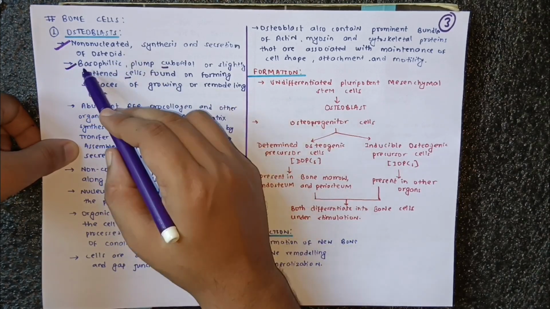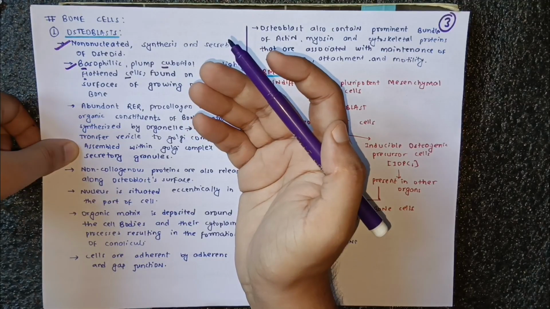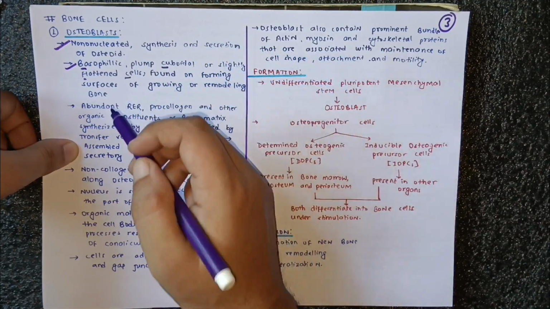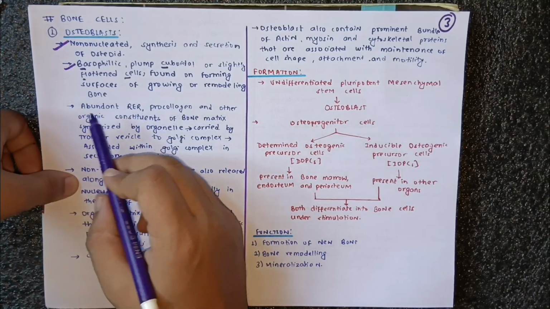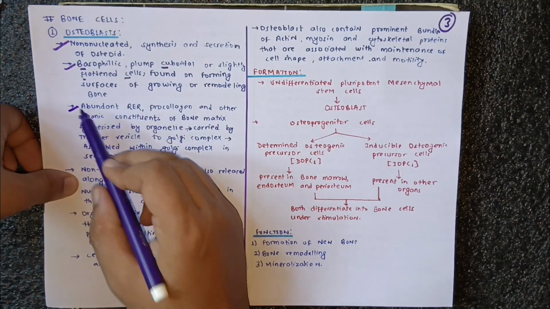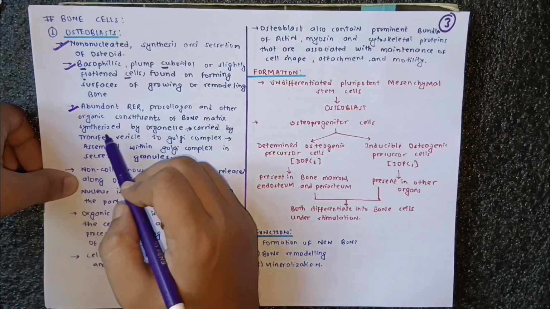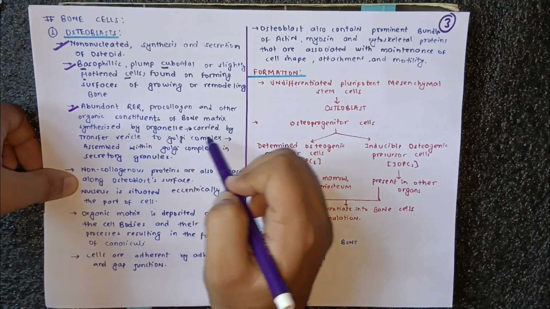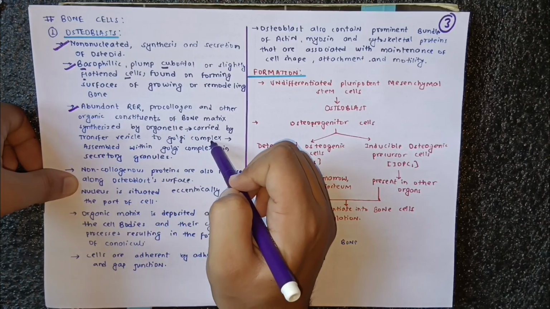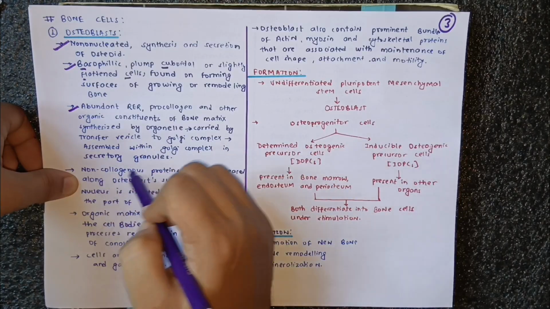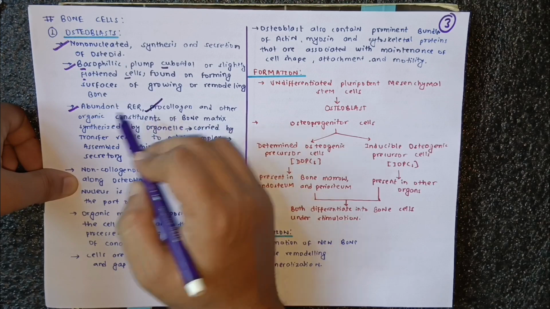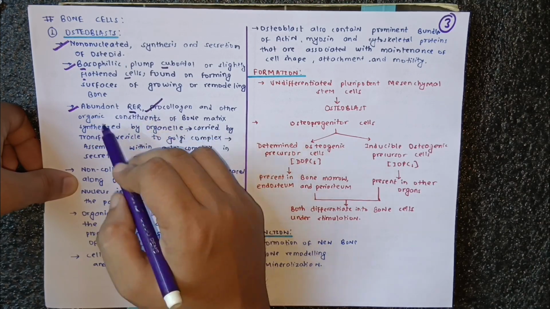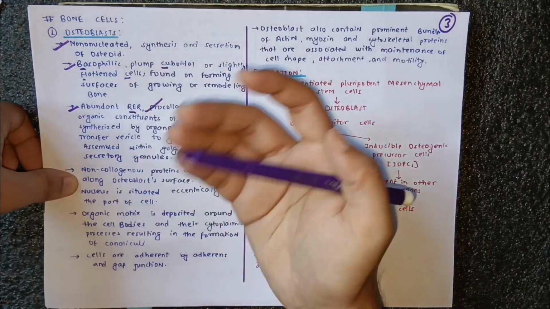So they are mononucleated, basophilic, and cuboidal or flattened, on the forming surfaces of the growing or remodeling bone. They have abundant rough endoplasmic reticulum. Procollagen and other organic constituents of the bone matrix are synthesized by the organelle, carried by the transport vesicle to the Golgi complex, and assembled within the Golgi complex in secretory granules. Rough endoplasmic reticulum is abundant in the osteoblast, as they are synthesizing cells.